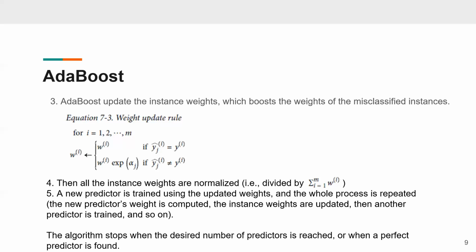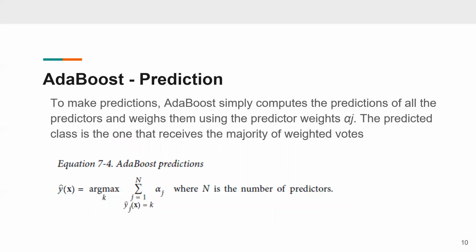So if you have a predefined 100 predictors, then you stop there, or when a perfect predictor is found. So that's AdaBoost. You boost the weights of misclassified samples.